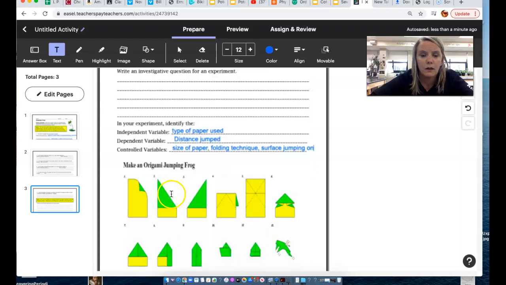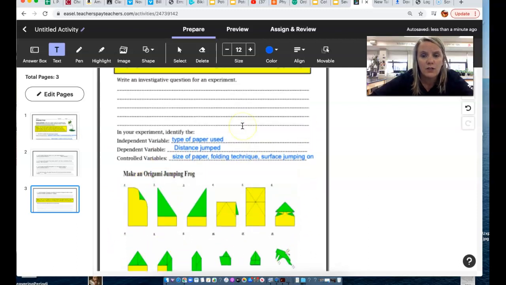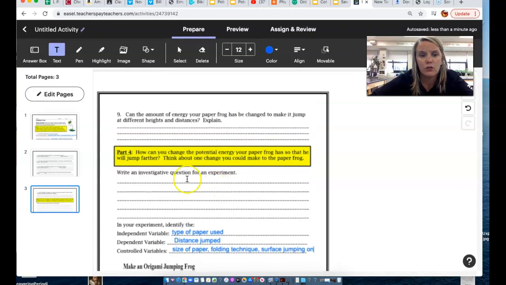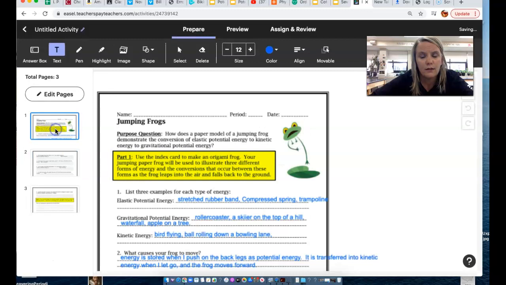All right, down here, you already saw this model. This is your origami directions to make your frog. So see what you can do here. See what you can do with answering these questions that I didn't answer for you. And if you have any questions, we can discuss those in class.